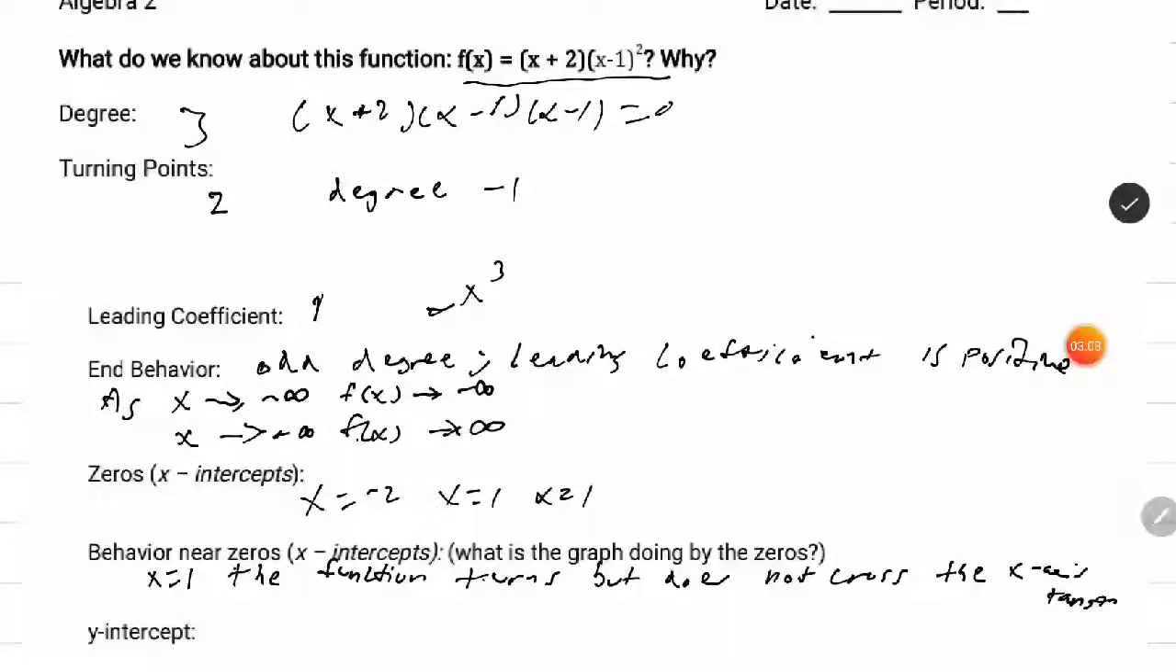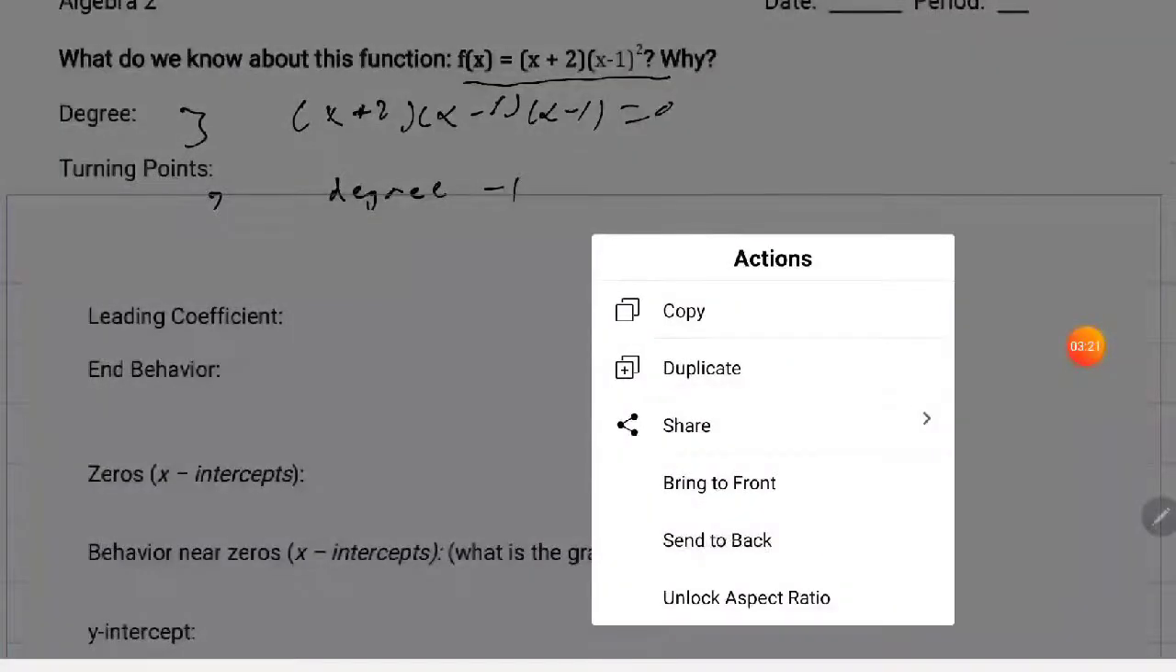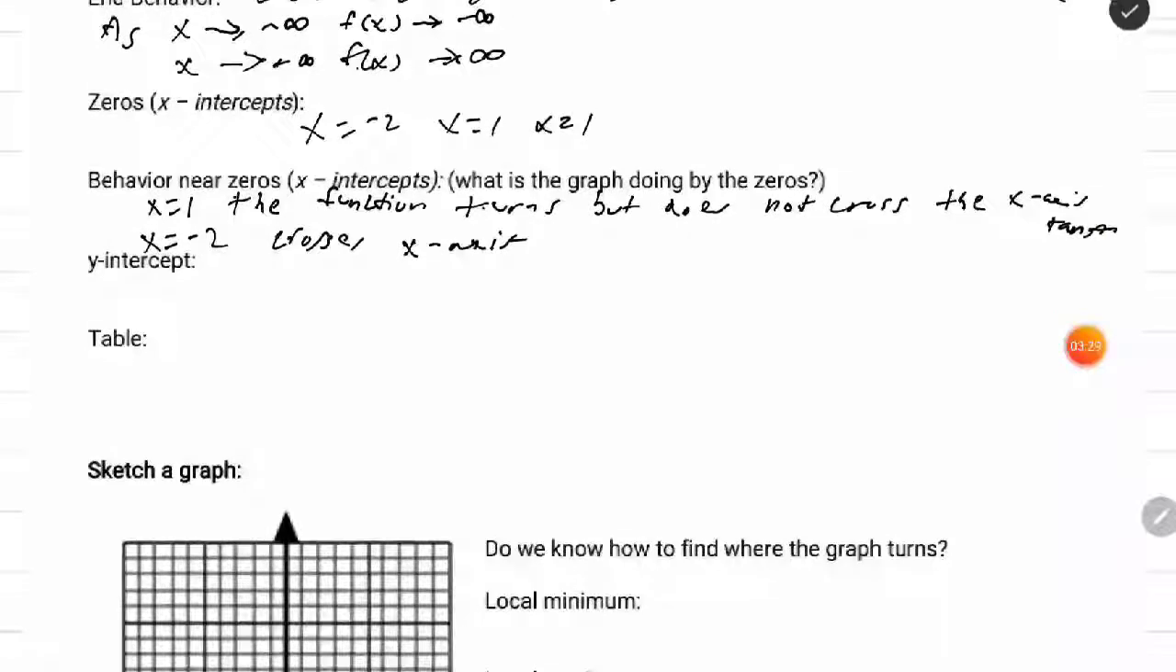And then at x equals -2, since our multiplicity is 1, it just crosses the x-axis. Okay. And I'll go over all this once we start graphing.